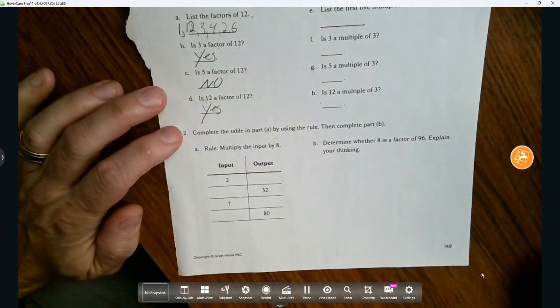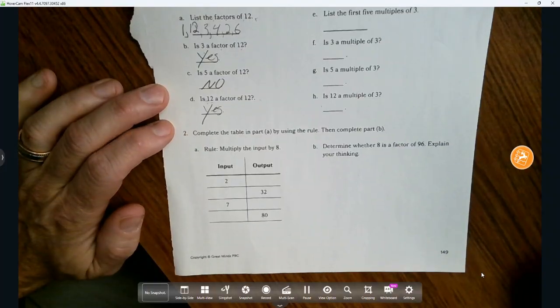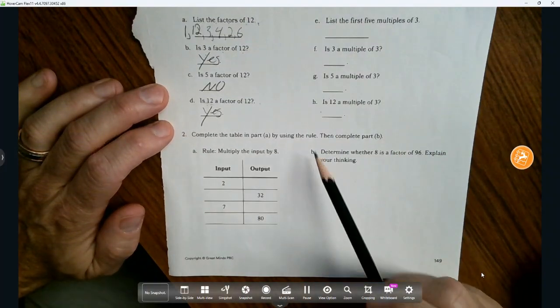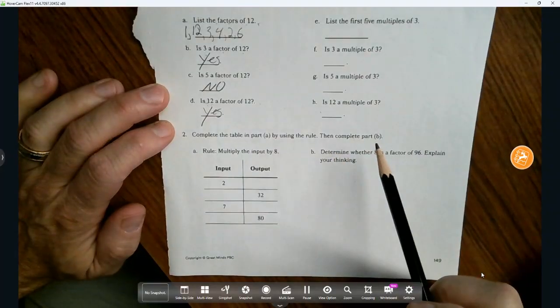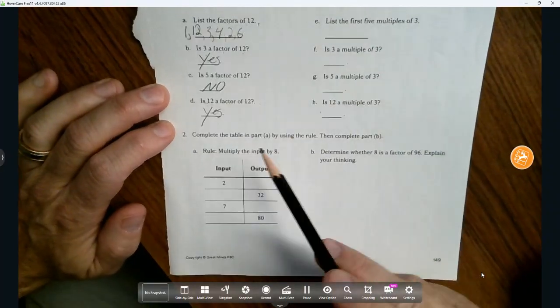All right. Part 2. Complete the table in part A. Well, that's up here. Then complete part B. Oh, so then we'll go down here. I don't know why that's telling us that.